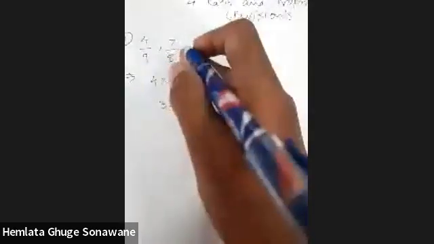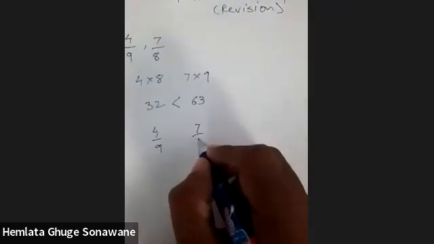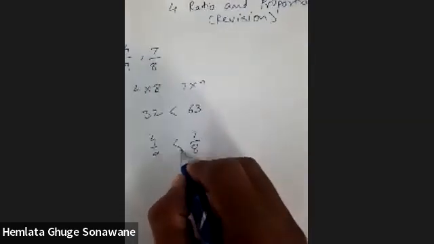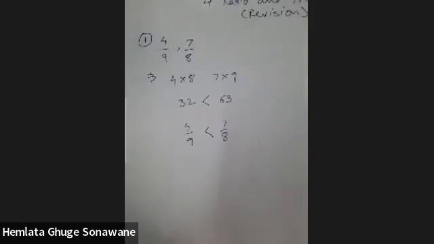Okay, now we'll write down the given pair, that is 4 upon 9 and 7 upon 8. We'll mark the same here. Okay, in this way we have to compare the ratios.